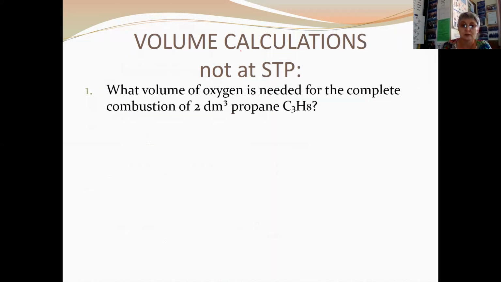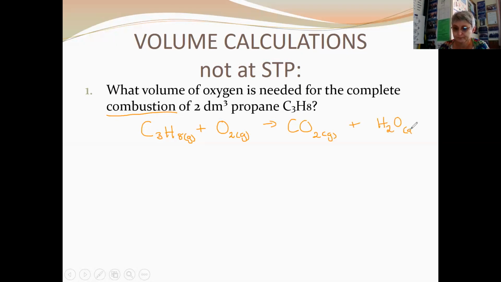C3H8 is the formula. Now, you don't have to worry about this. In a test, we will guide you. But combustion means, and this you need to worry about, reaction with oxygen. So C3H8 will react with oxygen. Both these reagents are gases. They will form carbon dioxide, which is a gas, and water vapor, which is a gas. We need to balance this equation because we need the mole ratios.